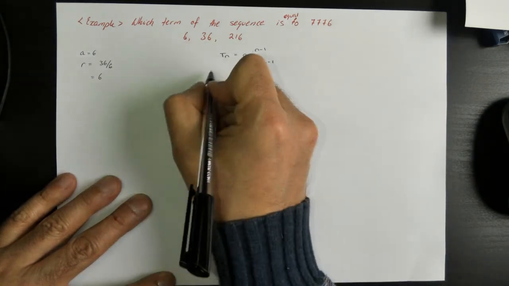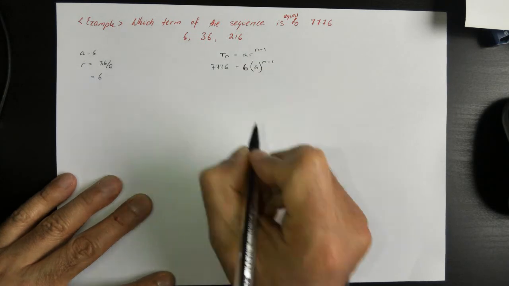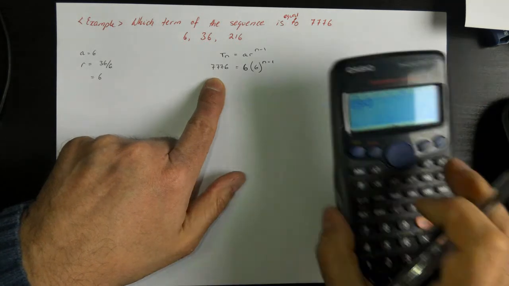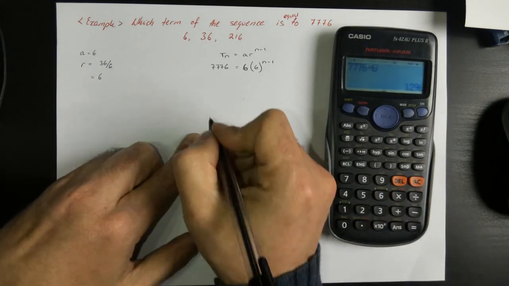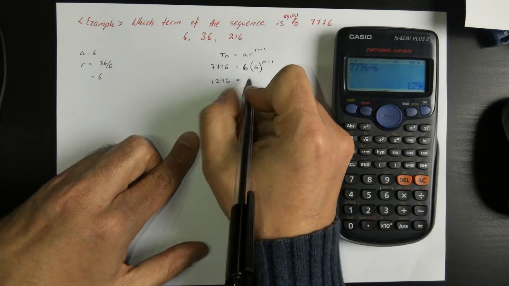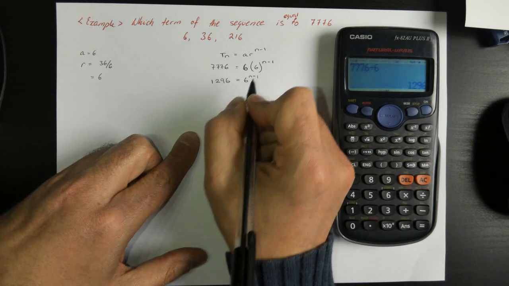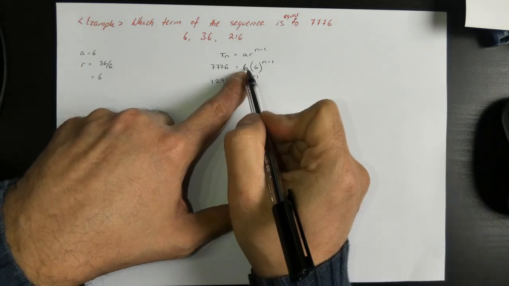Okay, but we know it's equal to 7,776. What I'm going to do first is divide this number by 6. So 7,776 divided by 6 gives me 1,296. And that's 6 to the power of n minus 1. So the 6 I was dividing by was this one here.